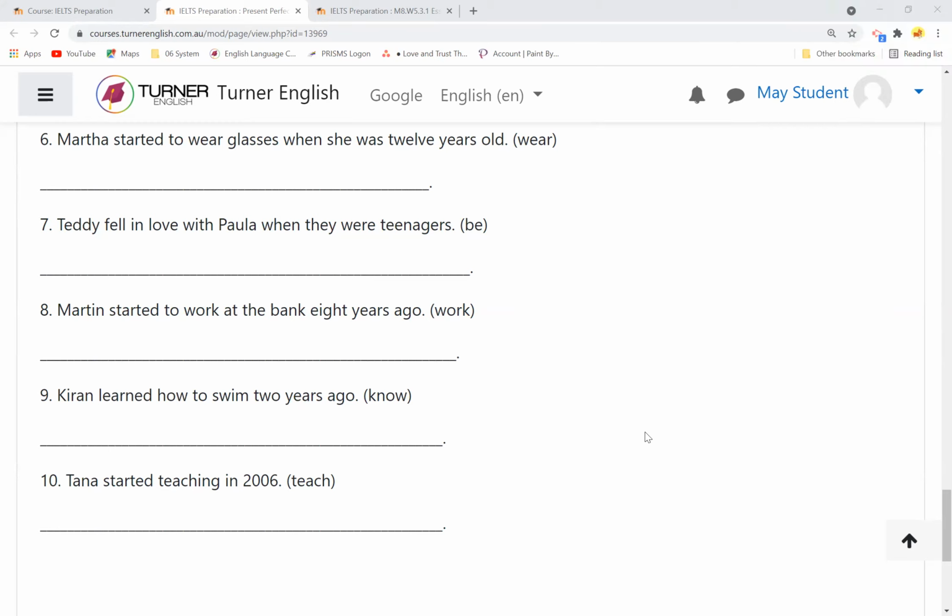Okay. How to swim for 2 years? Yes. Tana has taught since 2006. Kieran has known how to swim for 2 years. Teddy has fallen in love with Paula for 2 years. Yeah, Teddy has fallen in love with Paula since they were teenagers. Kieran has known swimming for 2 years. Yeah. All right, good. So you guys are understanding this now.